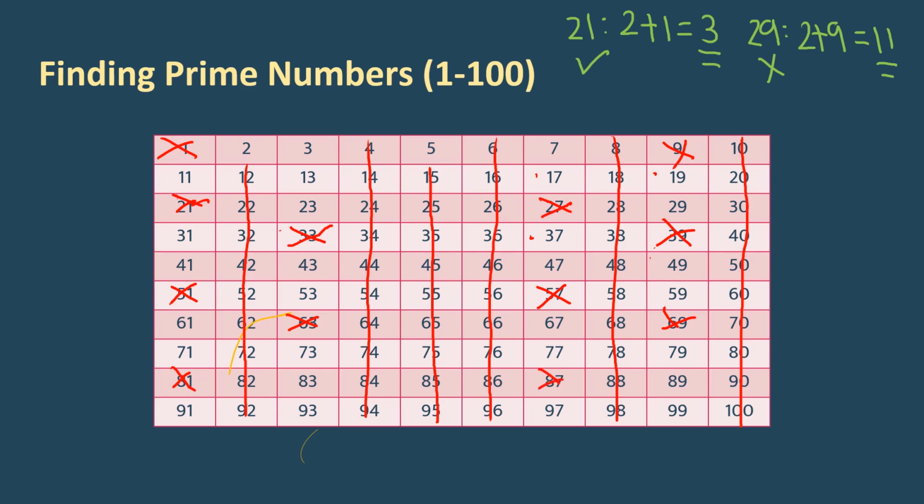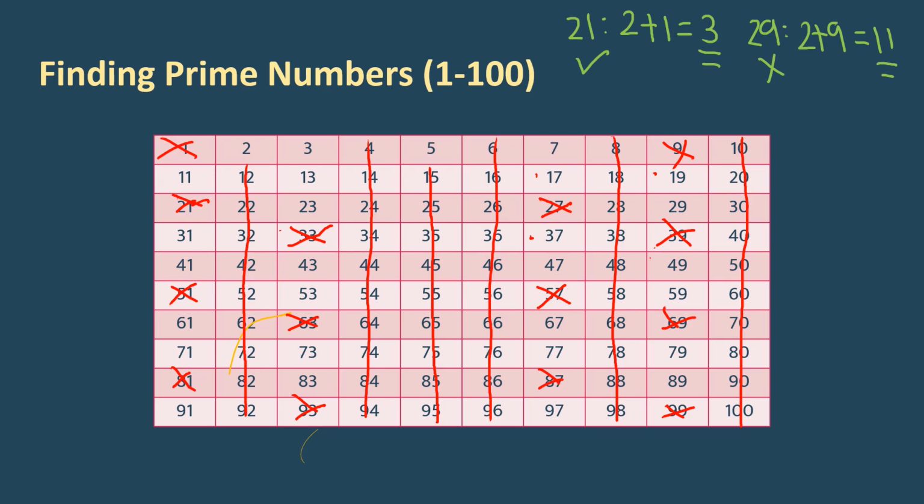89. 8 plus 9 is 17, so it's not divisible by 3. 91. 9 plus 1 is 10, so it's not divisible by 3. 93. 9 plus 3 is 12, it's divisible by 3, we can remove it. 97. 9 plus 7 is 16, so it's not divisible by 3. And the last number, 99. 9 plus 9 is 18, divisible by 3, so cross it out as well.